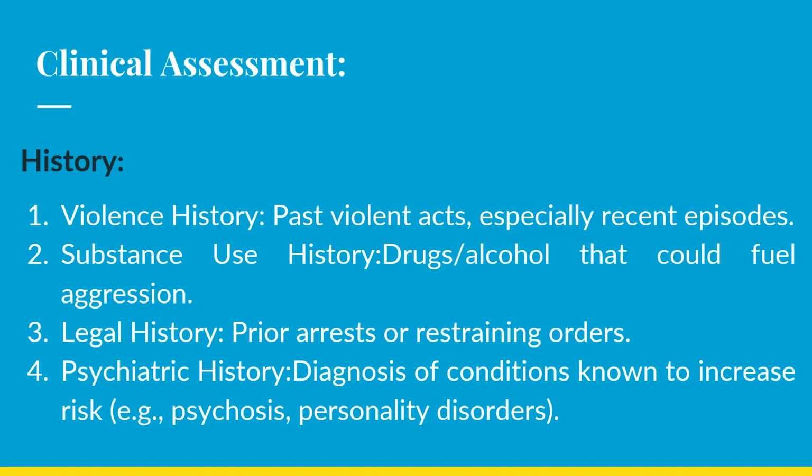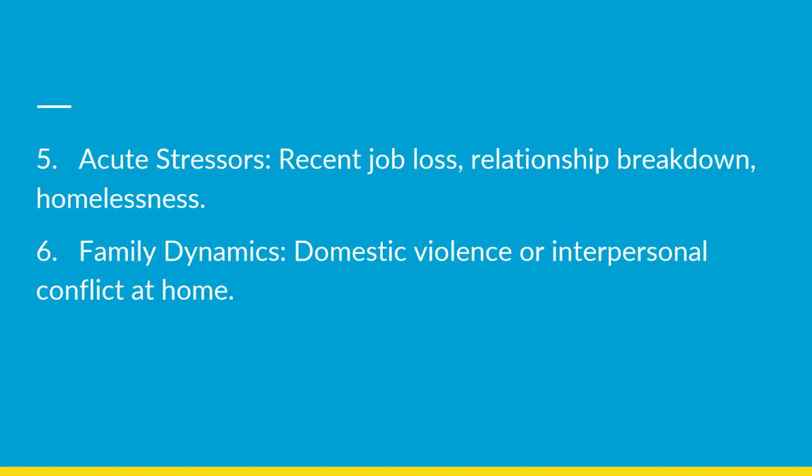Okay, the history part and examination part are quite tricky in an aggressive patient because you might not get that much time, but still keep in mind that you should know if there is any history of substance abuse, any past history of violent attack, or especially any recent episode where in public or at home he has become aggressive. Legal history: prior history of arrest or any restraining order. Rule out psychiatric condition as well. Any acute stressor, and how is the family dynamic at home.